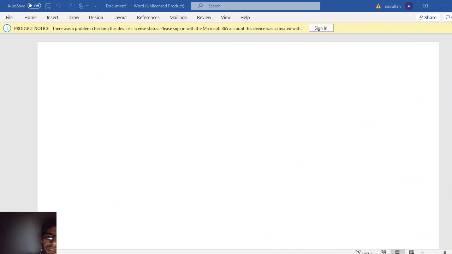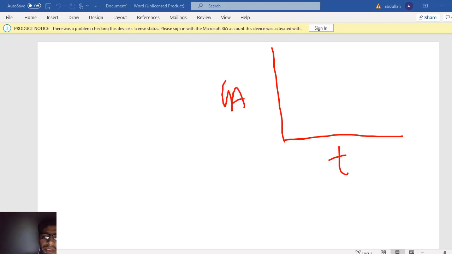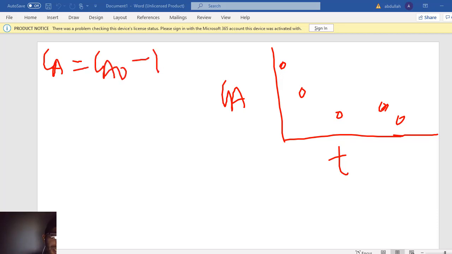Suppose this is the time and this is CA, and these were the experimental points. Now we will fit this data to the zero order reaction. The straight line equation for zero order is CA = CA0 - kt, where CA0 is the initial concentration, which is this concentration, k is the slope, and this is the time. So we will draw the straight line.